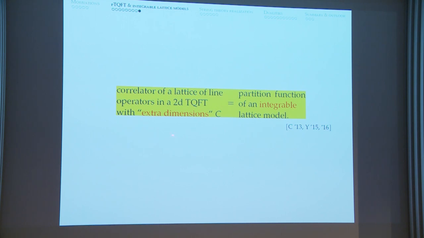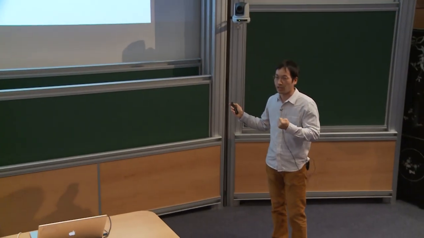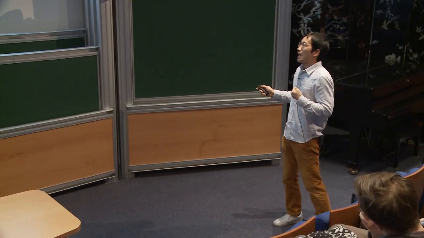This is the conclusion. The correlation function of a lattice of line operators in a two-dimensional topological quantum field theory with extra dimension C, in which the theory depends non-topologically, is equal to the partition function of an integrable lattice model. Okay? So this is a beautiful observation by Kevin, which I extended slightly in my paper. So this really explains where the spectral parameters in integrable lattice models come from geometrically. So it's very nice.